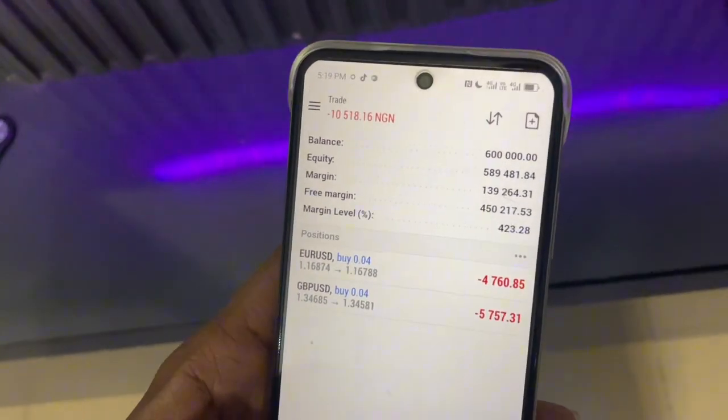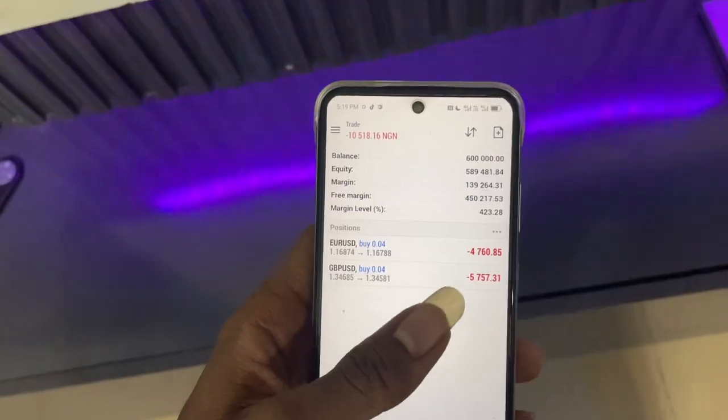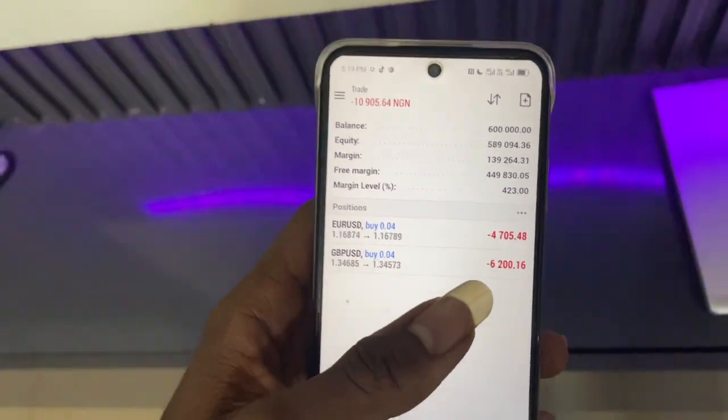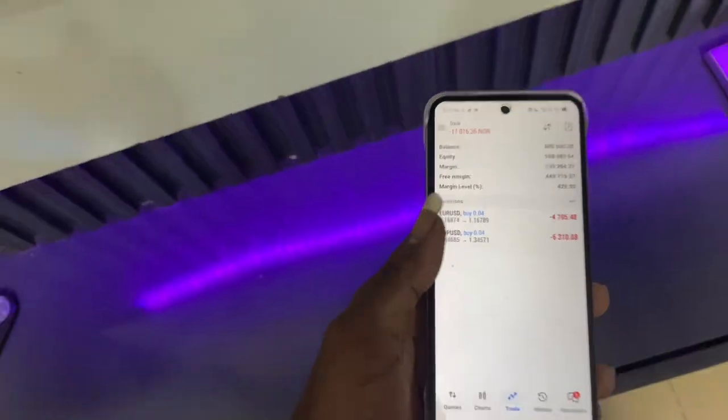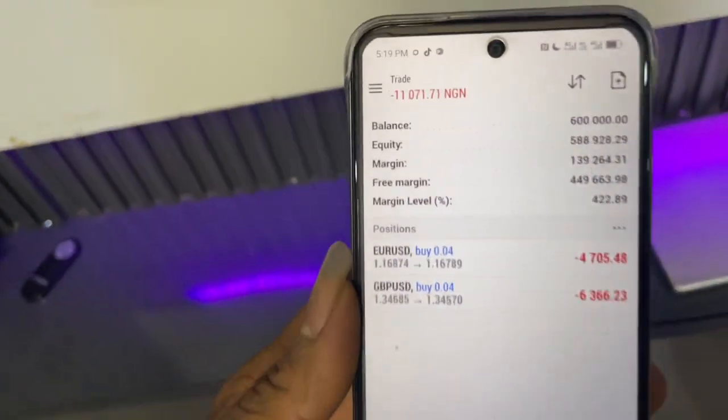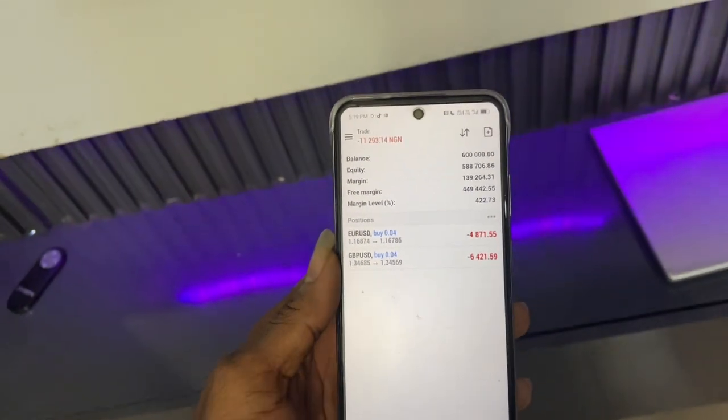This is for my 600k account as well. As you can see, the two trades are currently active, and I'm just going to continue updating you guys. Nothing much.